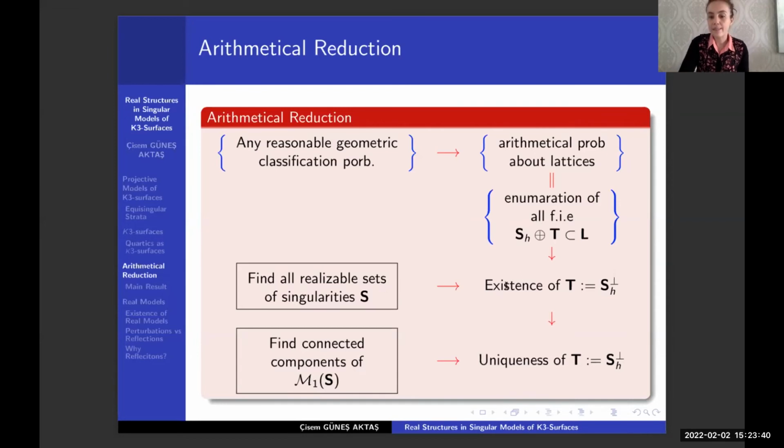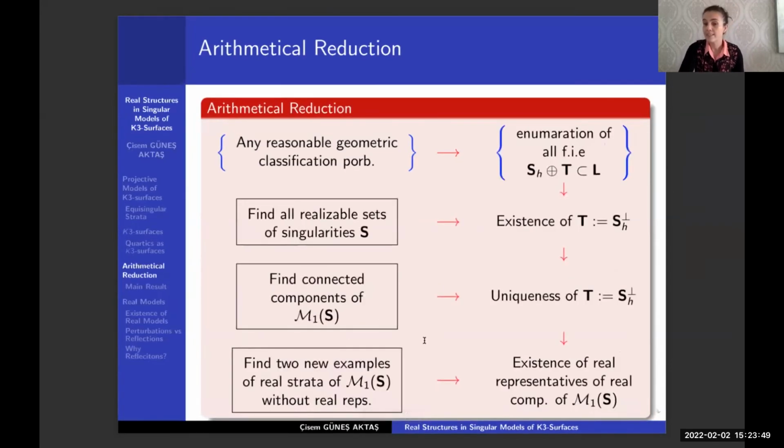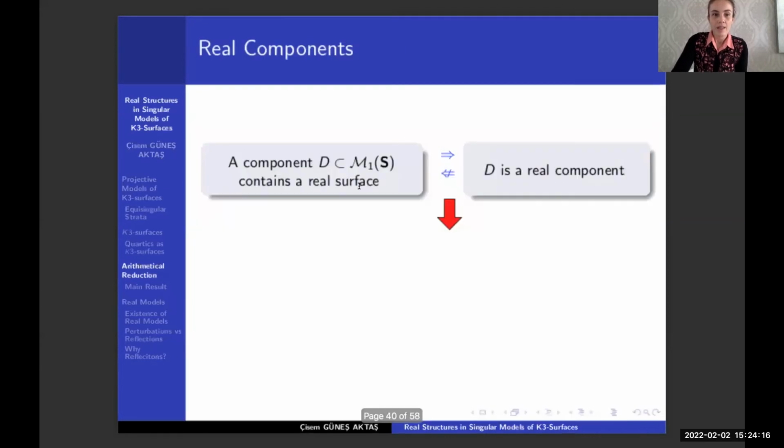After we handle the existence and uniqueness parts, which correspond to these two parts in the geometric world, finally we also look at the existence of real representatives in the real components of this strata. And we contributed two new examples to the literature of real strata without real representatives. So in fact, this page is the total summary of what I contributed to the literature. Let's talk a bit about real components.